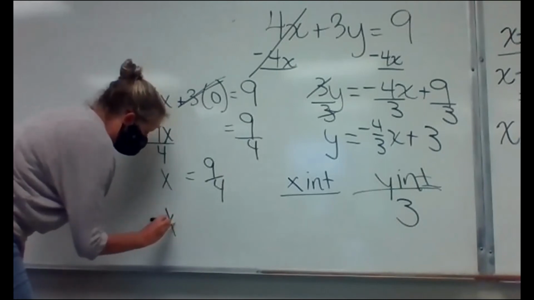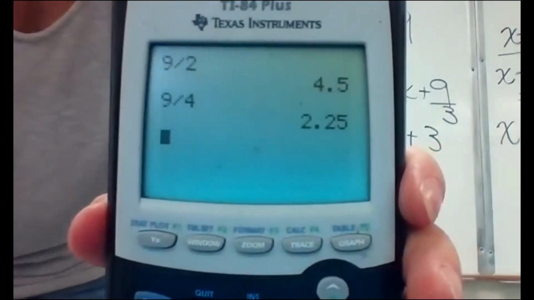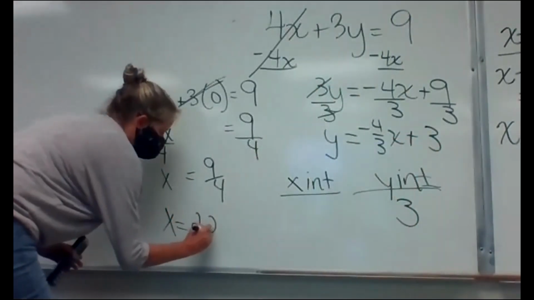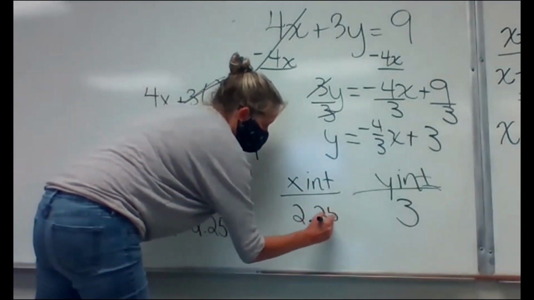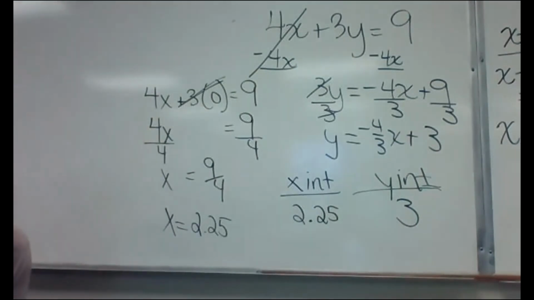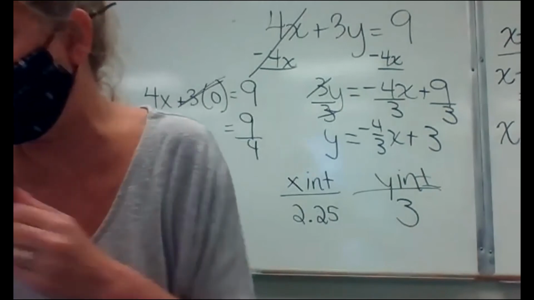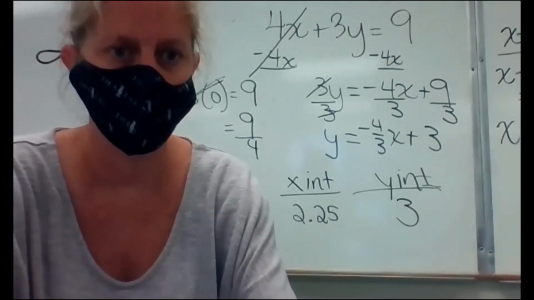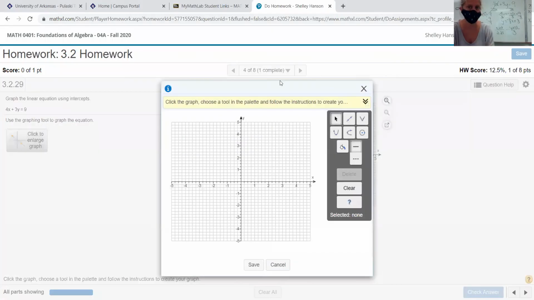If I type that in my calculator, 9 divided by 4, it gave me 2.25. So that's my x-intercept. So now I'm going to go back to sharing my screen and plotting those 2 points. I'm going to click to enlarge graph. I'm going to draw a line.